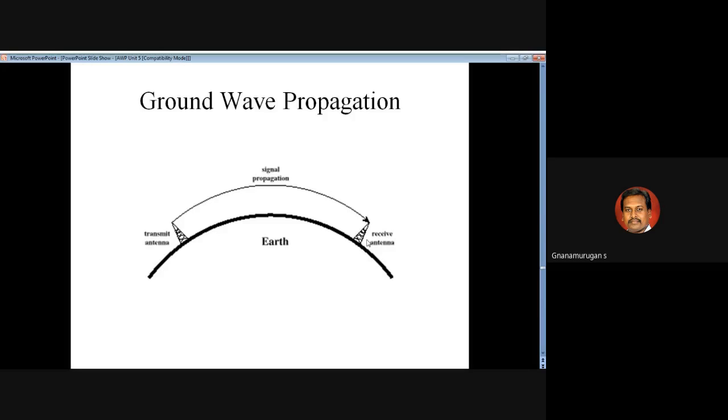Again, you can transmit another wave. You can connect it to another antenna for the vertical antenna. You can transmit and receive the electromagnetic waves. So there are different types of vertical antenna, and you can use a multiple range of vertical antenna using ground wave propagation for electromagnetic waves transmitting and receiving process. That is ground wave propagation.